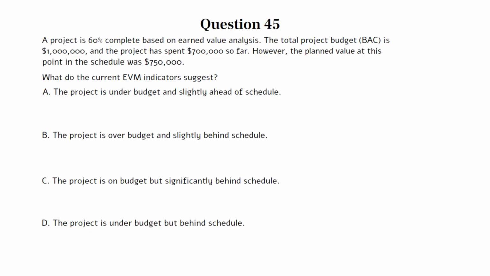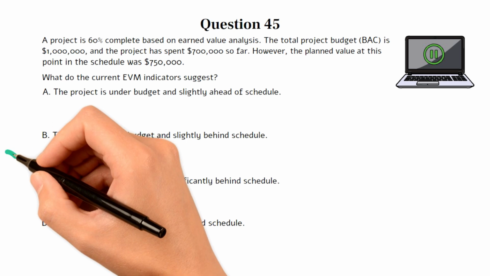A. The project is under budget and slightly ahead of schedule. B. The project is over budget and slightly behind schedule. C. The project is on budget but significantly behind schedule. D. The project is under budget but behind schedule. You can pause the video here if you need more time to work on the question. The correct answer is B.